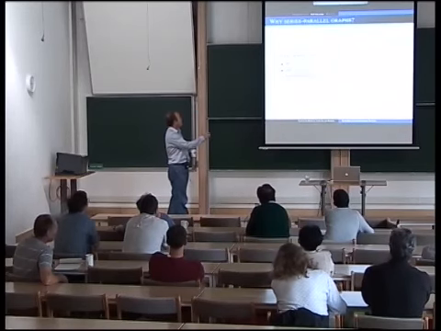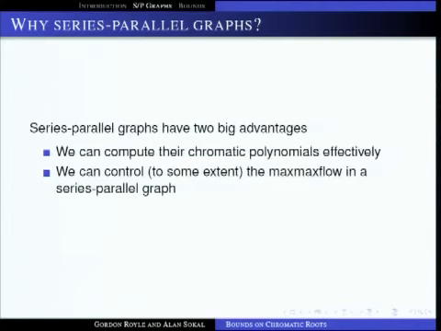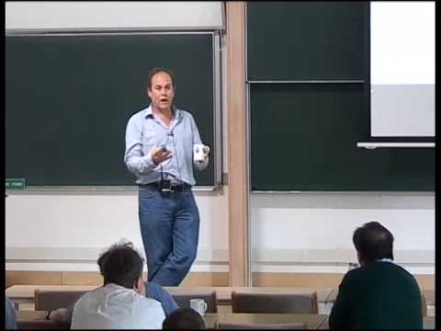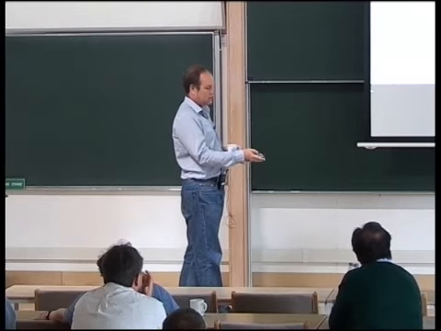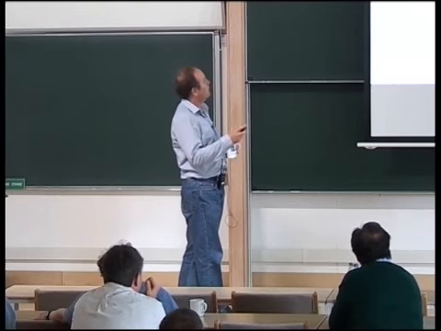Okay, why do we like them? Well, they're easy to work with because we can compute their chromatic polynomials effectively and we can control the max-max flow. We haven't thrown away everything because we already know that series parallel graphs are a huge family, and have chromatic roots everywhere. So it's not like we've simplified away the whole essence of the problem. We've simplified a lot.